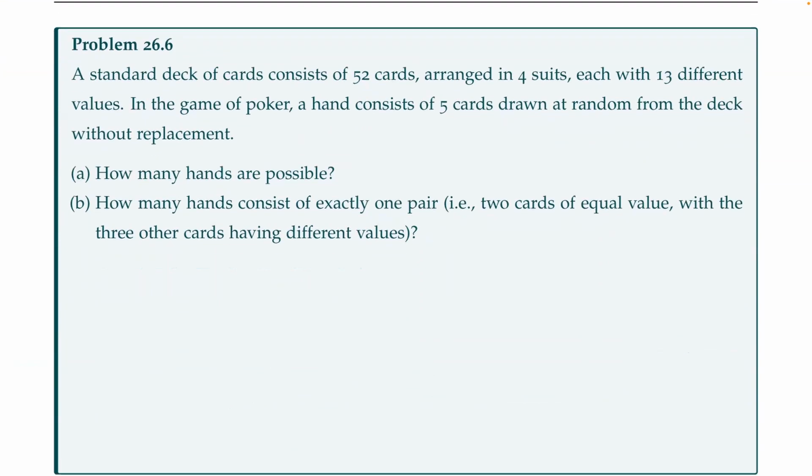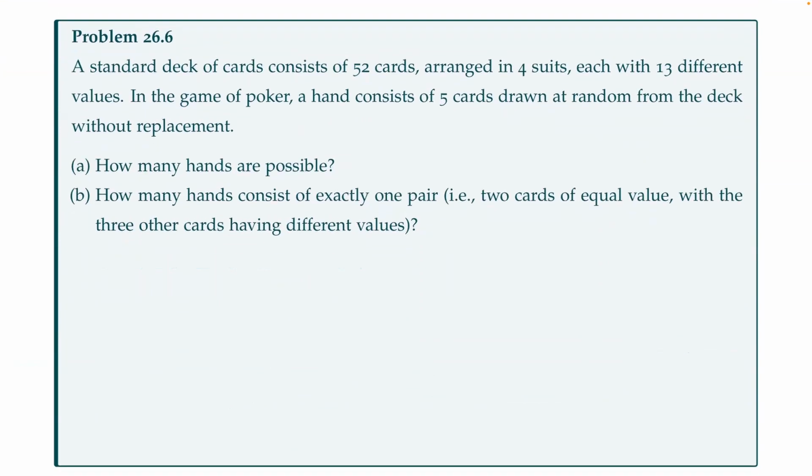Okay. We've now got a standard deck of cards. We've got 52 cards arranged in 4 suits with 13 different values in that deck of cards. And we're going to think about combinations of hands that we can have in a game of poker. So in a game of poker, a hand consists of 5 cards drawn at random from the deck without replacement. How many hands are possible?